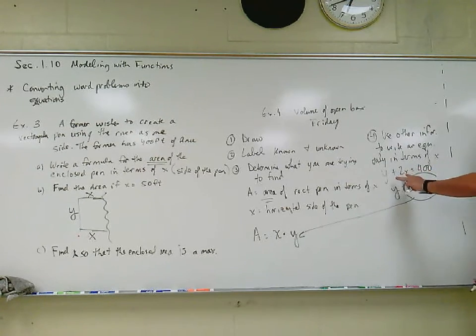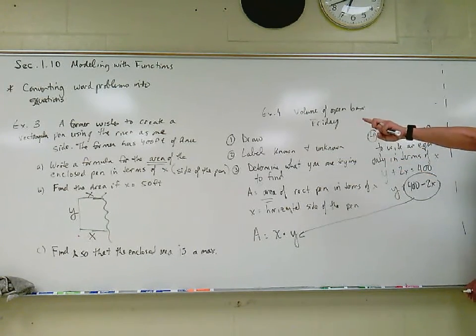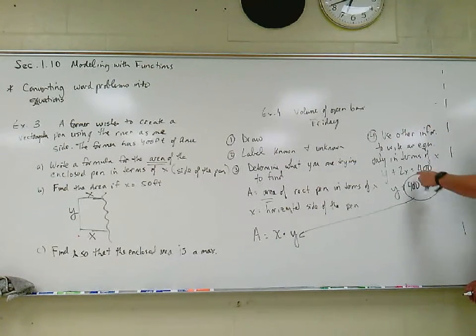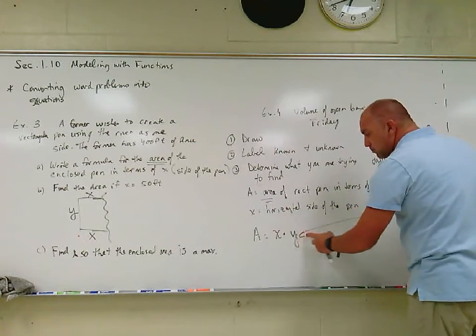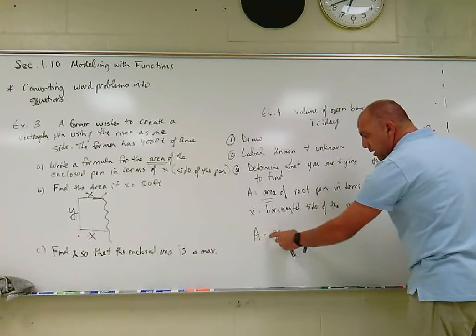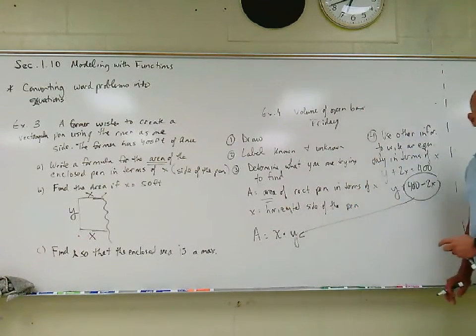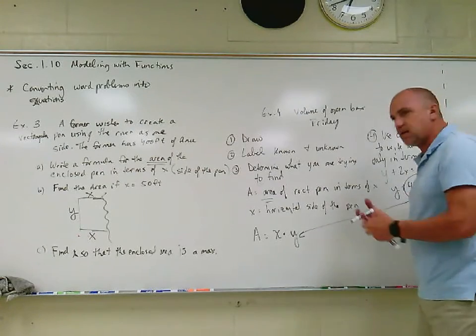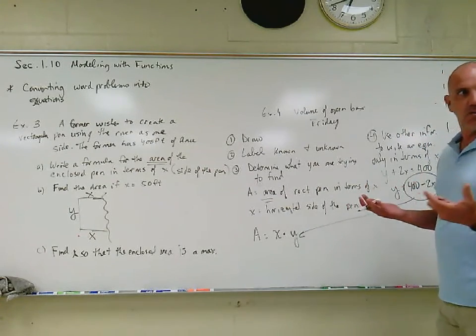So the hardest part is going to be to use other information to write our equation only in terms of x. So I made a different equation based on the problem, the word problem. I wrote that out, and I used that to solve for y. So if you get different unknowns over here, you only want one unknown on the right-hand side. And then that's the trick to the problem. Once you get that, you're done.